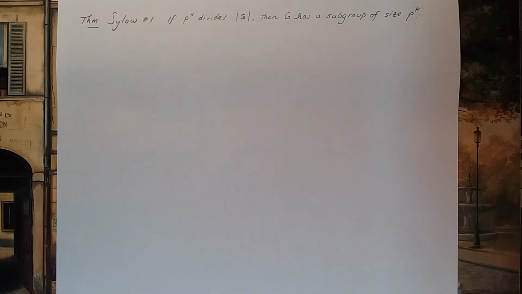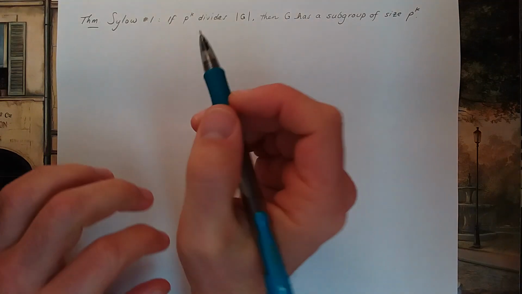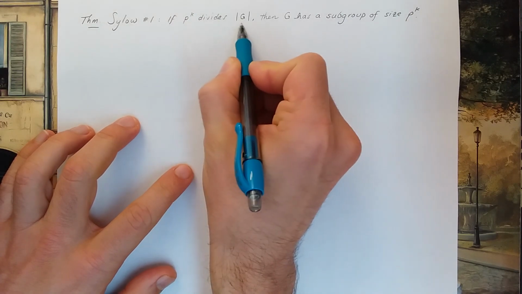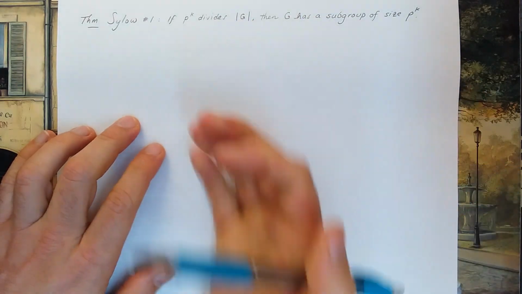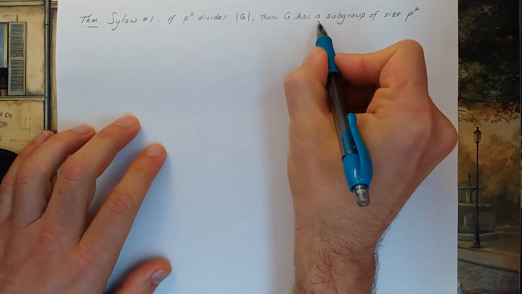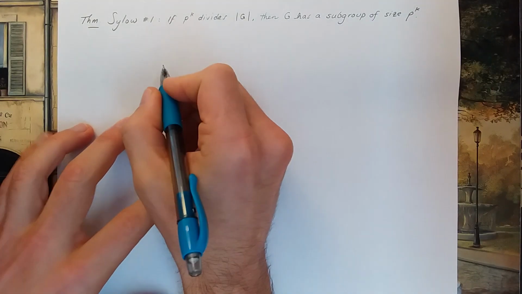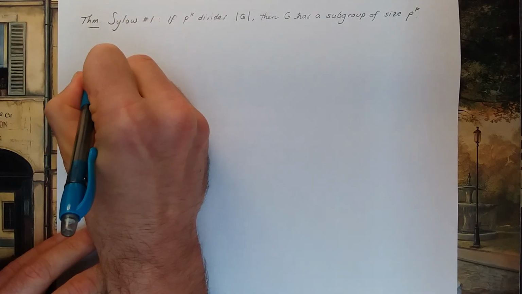Sylow's theorem says that if a prime p has a power, p to the k, that divides the size of your finite group, then your finite group must have a subgroup of that size, p to the k. So let's see what this means in an example.